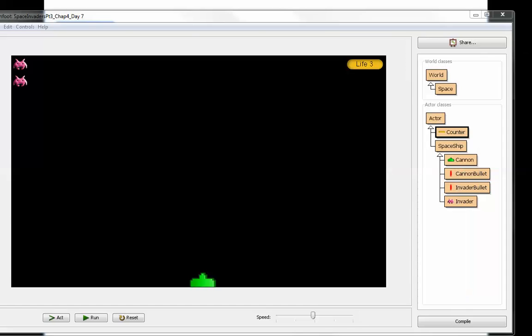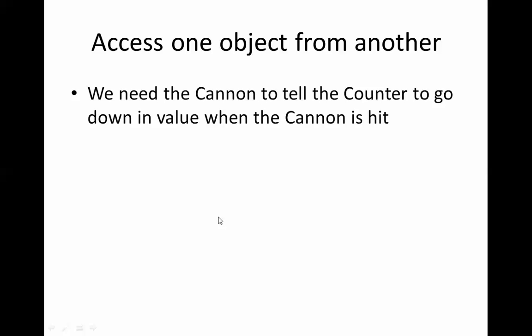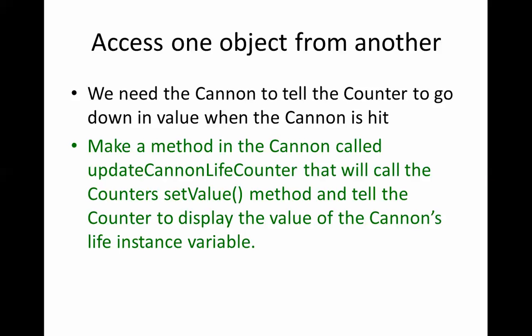All right, let's keep looking. Access one object from another. All right, we need the cannon to tell the counter to go down in value when the cannon is hit. Okay. All right, we can kind of do that, right? Make a method in the cannon called update cannon life counter that will call the counter's set value method.